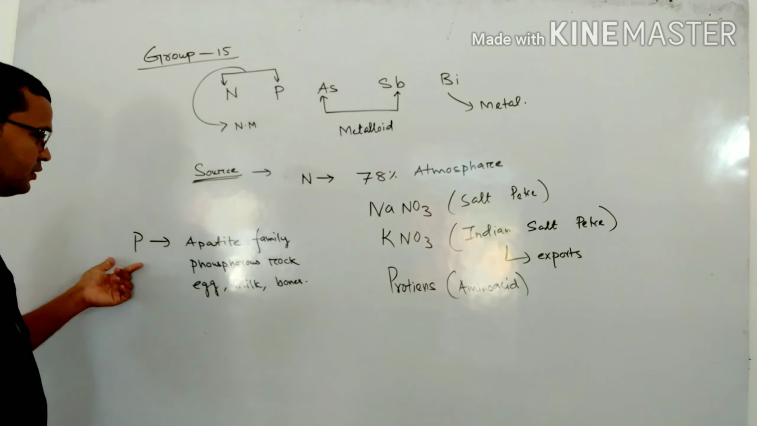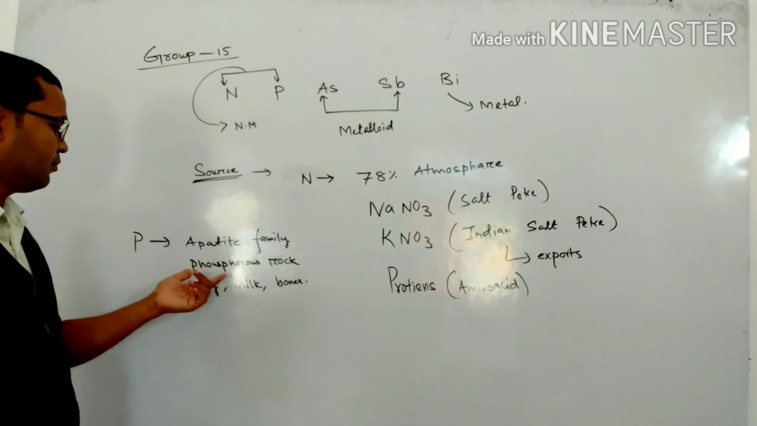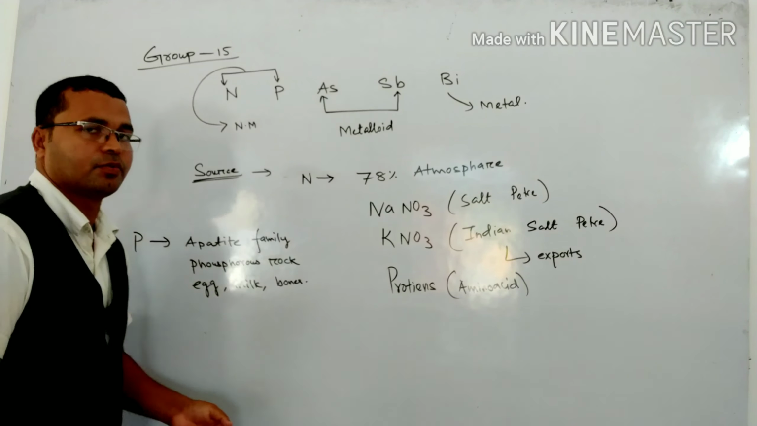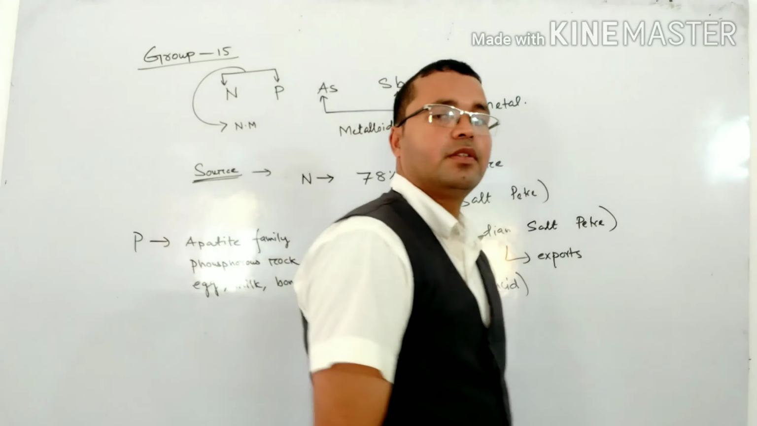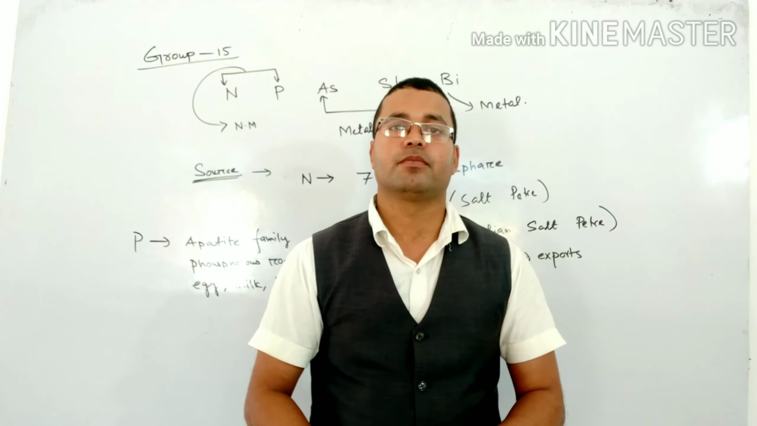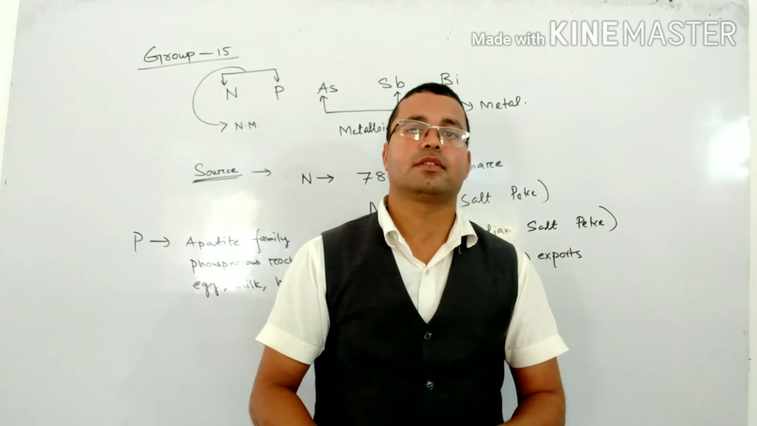And phosphorus, this is in the nitrogen family. Phosphate rock, egg, milk, bones, these are good sources of what? Phosphorus. So today I just started with the basic concepts. From the next video we will discuss details.